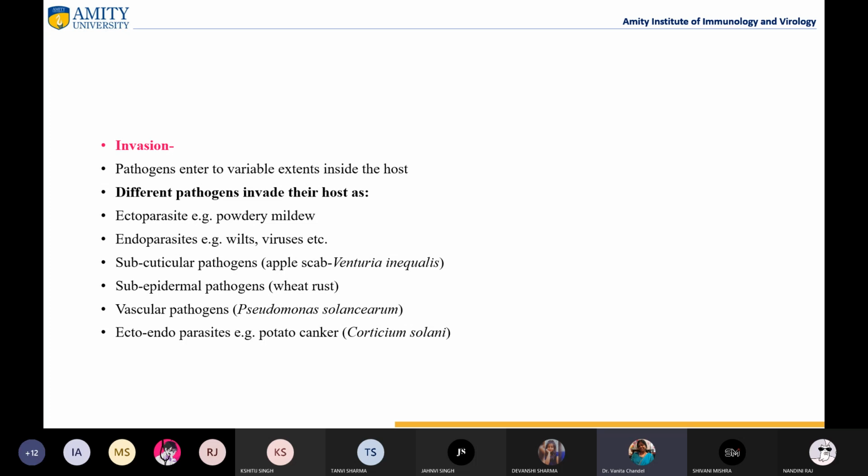Vascular pathogens are mostly wilt causing pathogens which go and invade somewhere near the xylem and the phloem of the plants, right? Vascular tissues. So they cause wilting or other similar kinds of diseases. Then ectoendoparasites like potato canker. So they are causing symptoms on the outside of the plant and inside the plant also. So those are called ectoendoparasites, right?